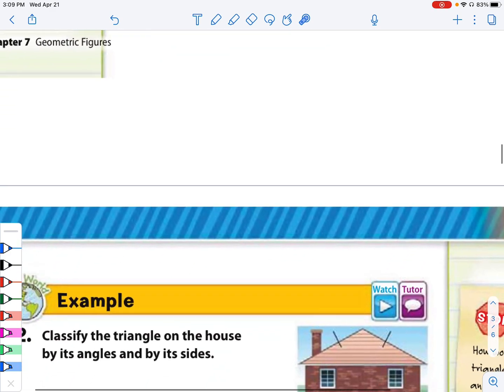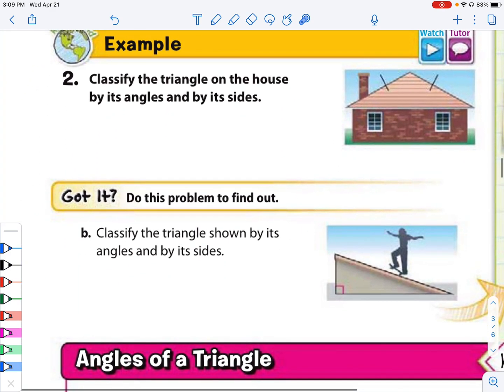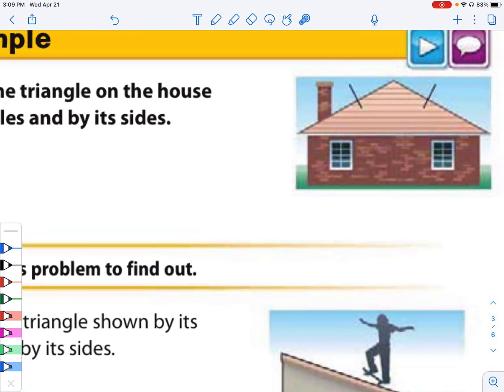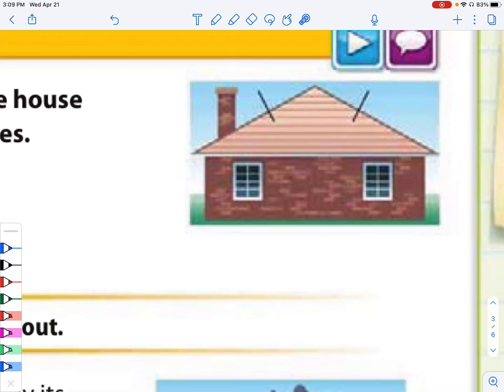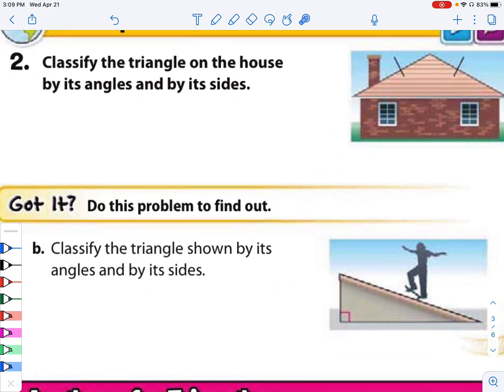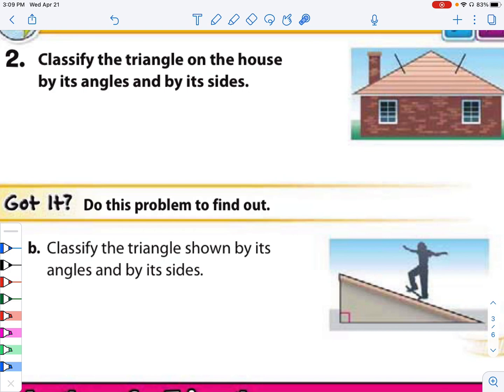Okay, let's take a look at example number two. Classify the triangle in the house by its angles and by its sides. Now again, look at the house. Look at that hash mark right there. That hash mark indicates that the two sides are congruent. So if you have two sides that are congruent, we know right away that that is an isosceles triangle.